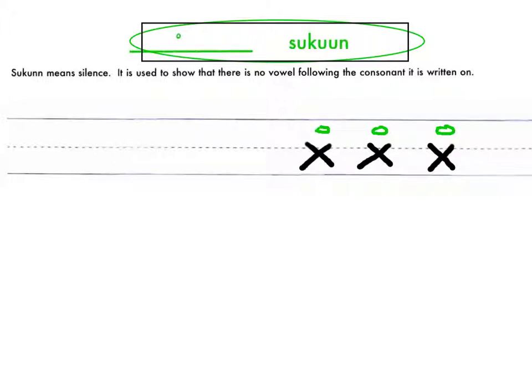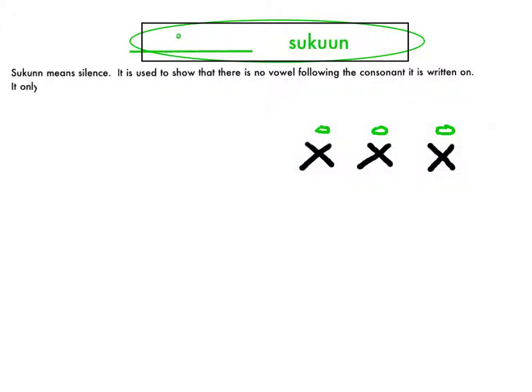Sukun means silence. It is used to show that there is no vowel following the consonant it is written on. If X is the consonant which the sukun is written on, then we can't write fatha, damma, or kasra.